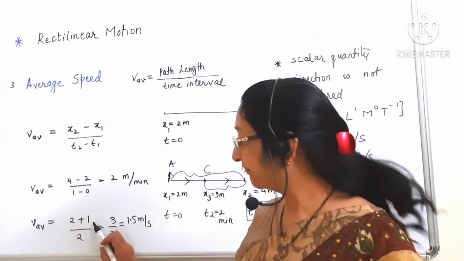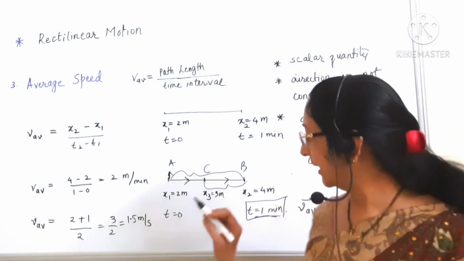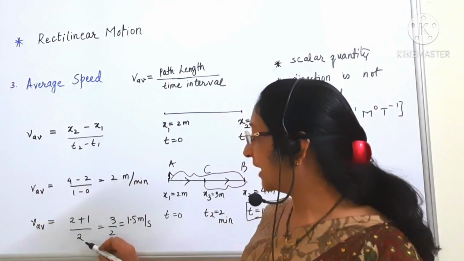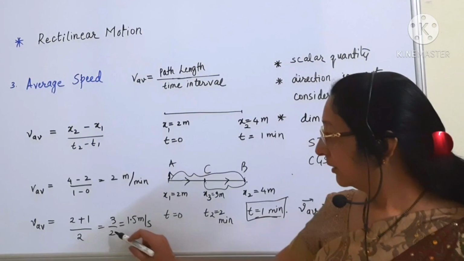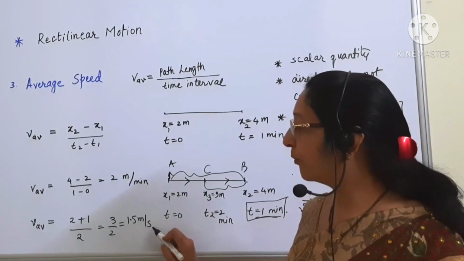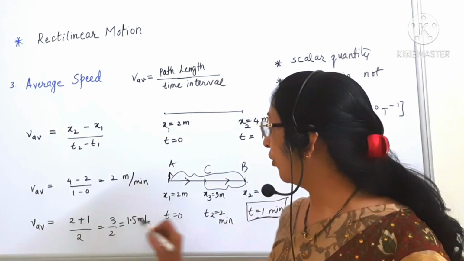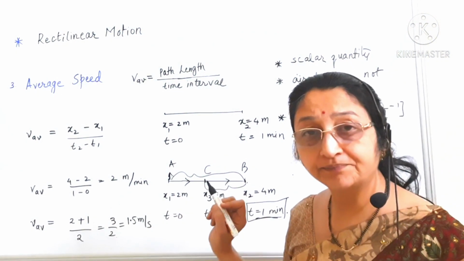And the time required from A to B was 1 minute, and from B to C it took again 1 minute. So, the time required is 2 minutes. So, it is 3 upon 2, that is 1.5 meters per minute, the average speed of the particle which has moved from point A to point C.